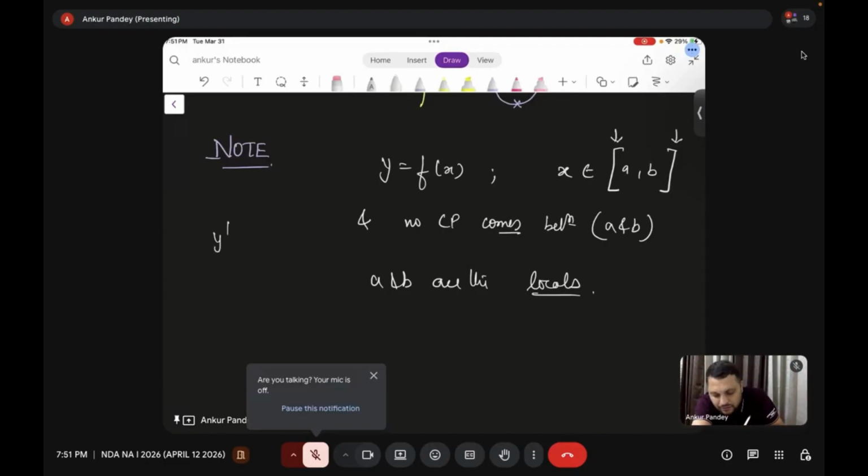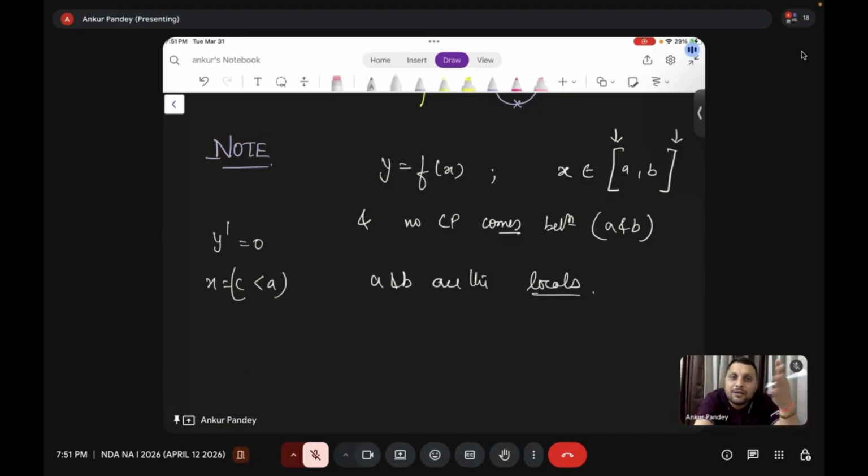Suppose you got y dash equal to 0, x equal to c, and suppose c is less than a. Then is c between a and b? No. The critical point is coming less than a, so it is not between a and b. Then you test directly by putting the value of a in the function and b in the function and get the answer. Clear?